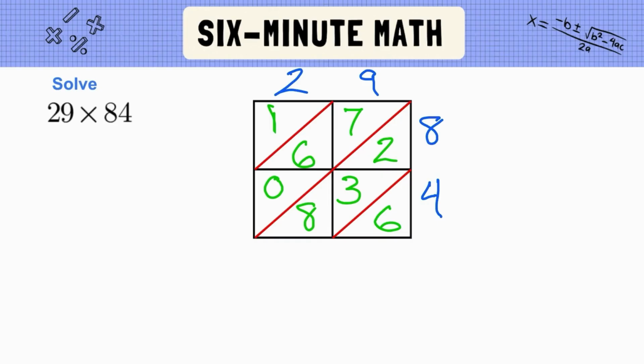I now add up on the diagonals starting in my lower right. So we have a 6 as our ones digit. 3 plus 3 plus 2 is 13. So I drop a 3, carry a 1. 0 plus 6 plus 7 plus 1 is 14. So I drop that 4, carry a 1. And then last, 1 plus 1 is 2, which gives us a final answer of 2,436.